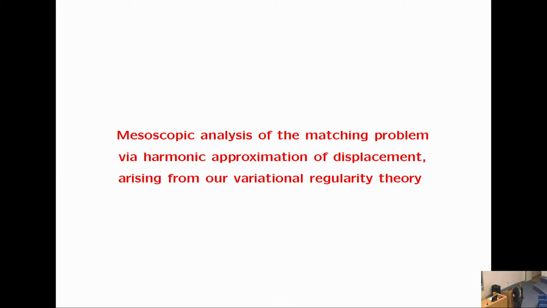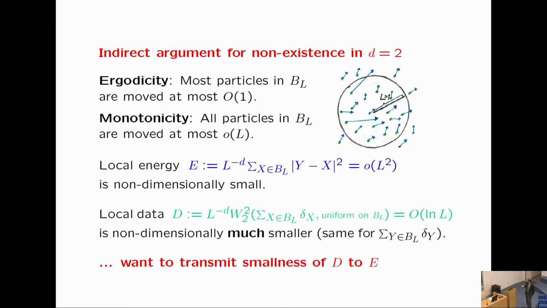I also want to advertise it here, and it's a pleasure to advertise it in Italy, because it's very much in the spirit of De Giorgi's strategy for regularity theory of minimal surfaces, which also at a crucial point has a harmonic approximation result. Okay, so here is, on three slides, how we argue for this non-existence result. I don't know whether it's a good idea to try to give this proof, but I want to tell you at which place we use this harmonic approximation.